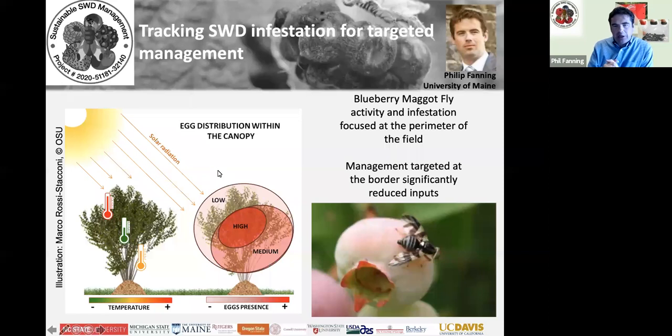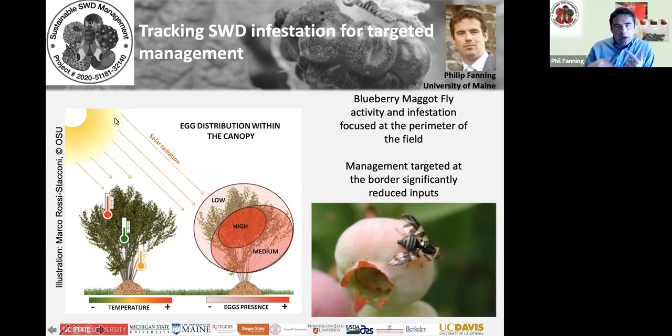In the eastern United States, traditionally we would have dealt with blueberry maggot fly. And blueberry maggot fly is active, and the infestation associated with that pest has always been around the perimeter of the field, especially here in Maine and low bush blueberry.